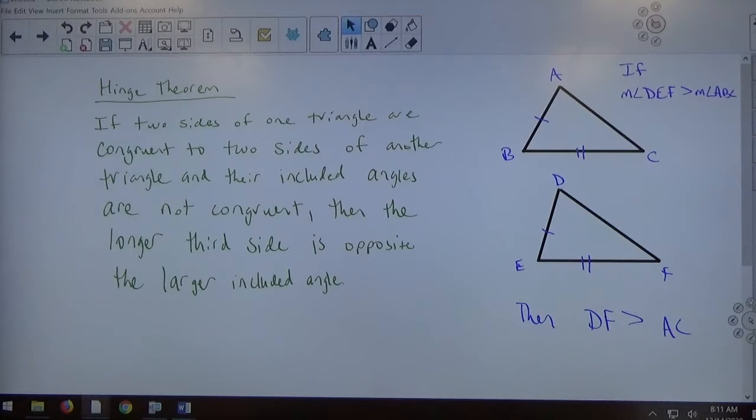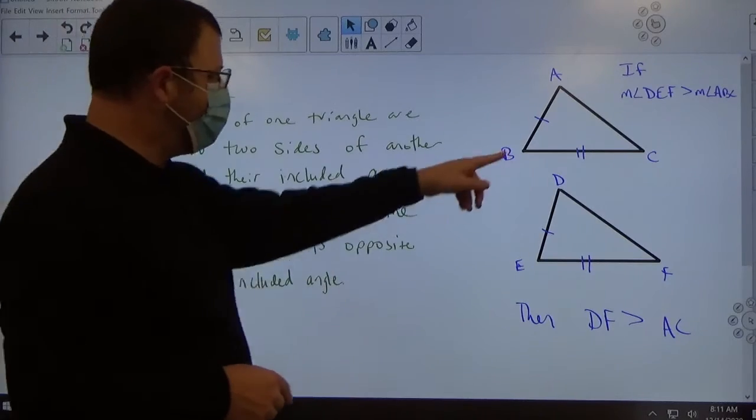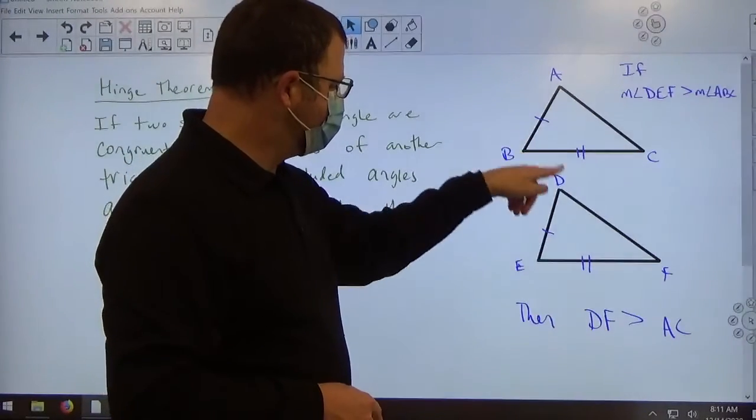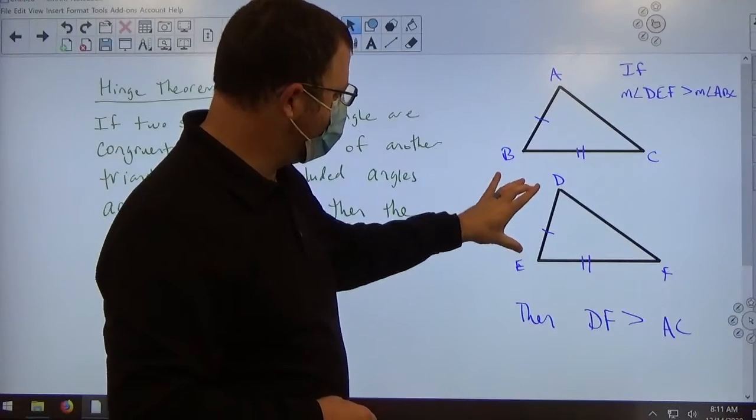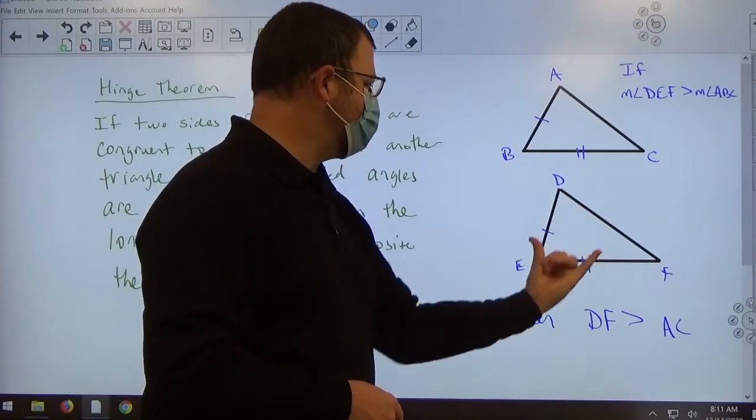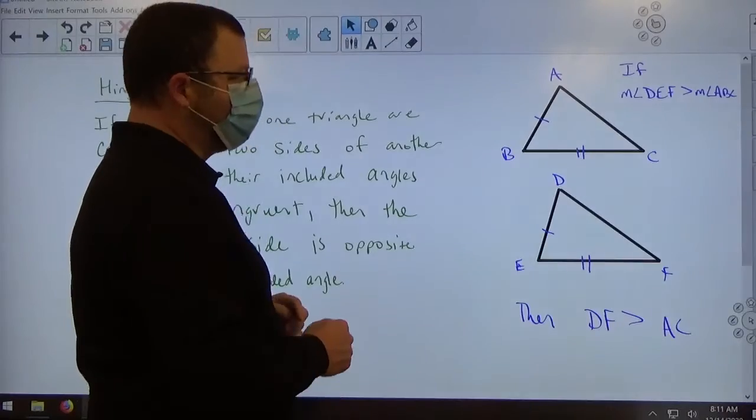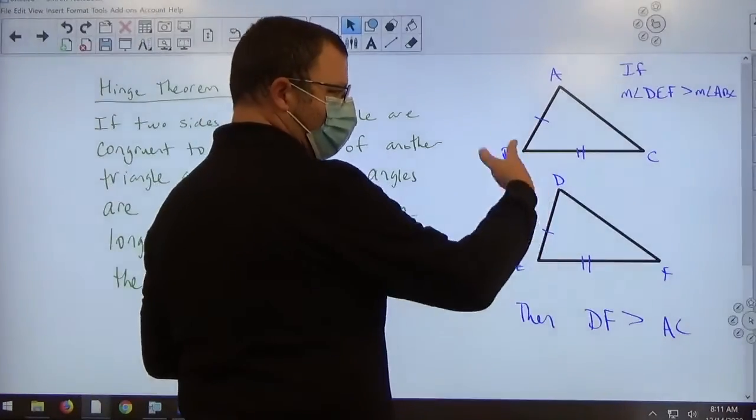Hinge theorem. It's on page 234 of your book, theorem 5.12 also, but hinge theorem is its name. It's kind of like the side-angle-side theorem of congruence, except the angles aren't congruent. So we have two sides congruent. AB and DE are the same length, BC and EF are the same length, they're congruent. But we're told that one of the angles is bigger than the other angle, so they're not congruent.